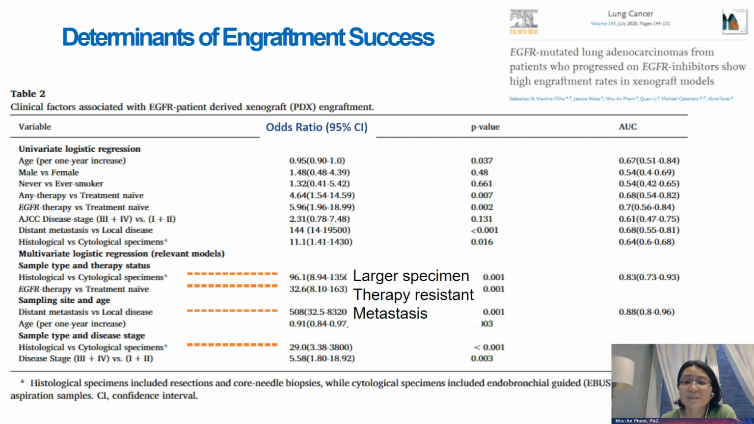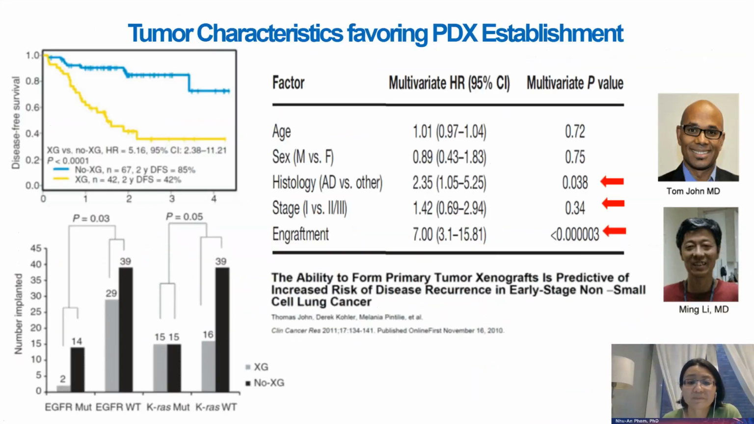So here, what are the determinants of success for PDX? We learned this most obviously from our EGFR tumors, reported by Martins and team. Here we can see that for the EGFR mutants, because they are very poor at forming engraftments, larger specimens, therapy-resistant tumors, and metastasis have a higher odds ratio of engrafting as PDX tumors.